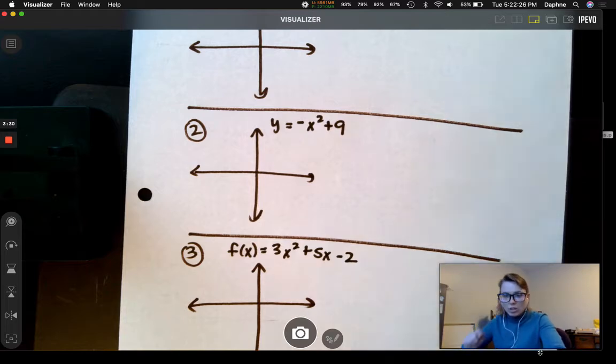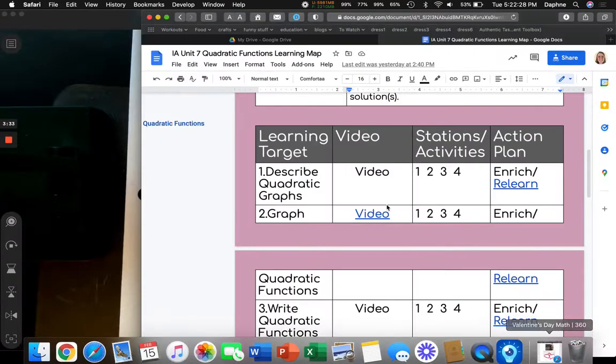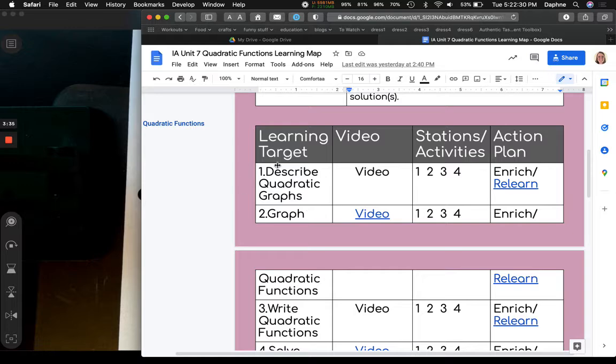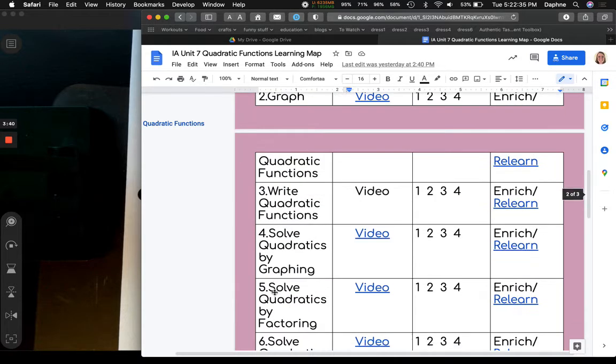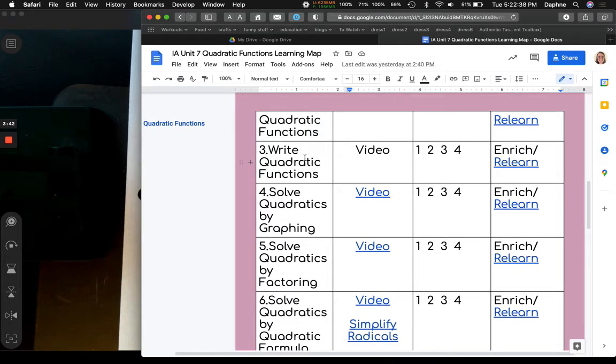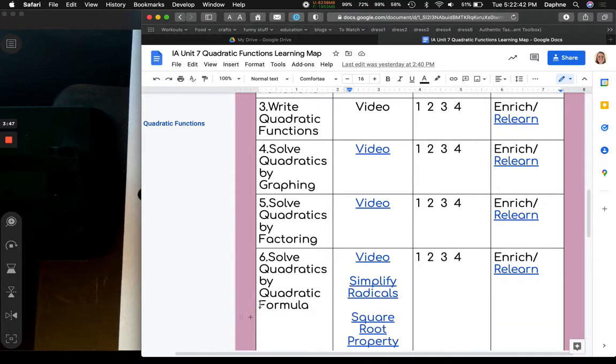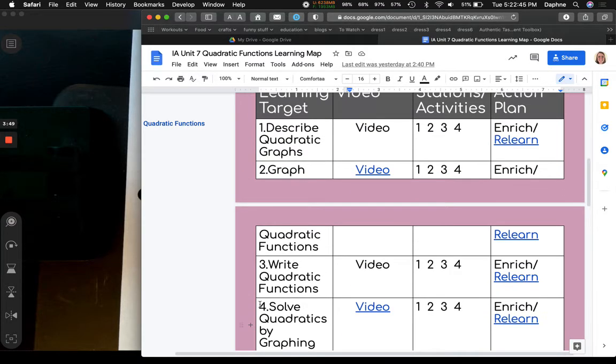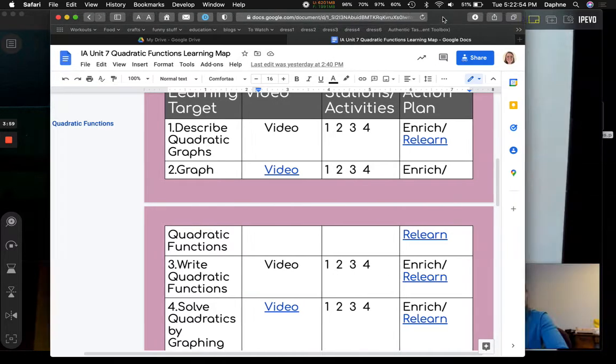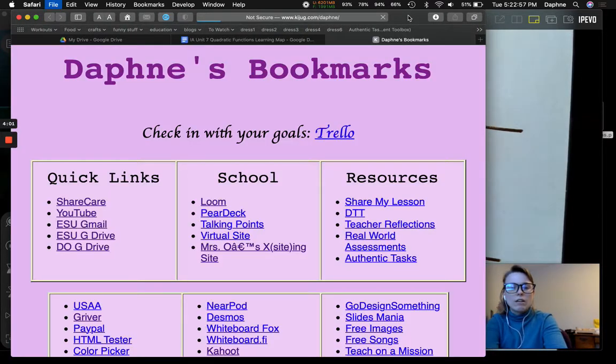Now, if we look at our learning map, we have describe quadratic graphs as learning target 1, graphing as learning target 2, and then in a little bit, I will make the next video for writing quadratic functions, solving quadratics by graphing, factoring, and quadratic formula. And we'll be breaking this unit down into 2 pieces. But since graphing is its own learning target, that will be its own video. We're going to use Desmos instead to help us do this a lot quicker. And since graphing will be on its own, we can do Desmos.